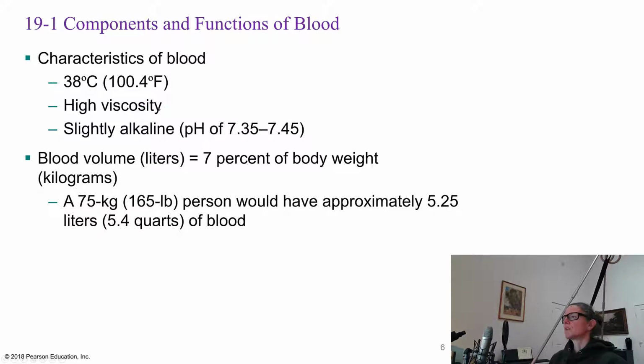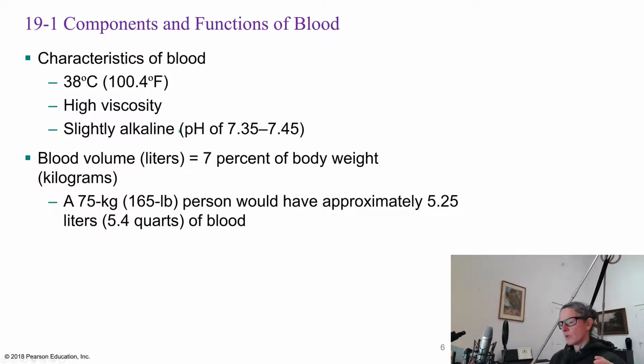So we'll see that because of the formed elements that are in blood, it tends to flow less quickly, and it creates more of what we call peripheral resistance. So it has a resistance to flow due to the high viscosity. We'll see that it's slightly alkaline.